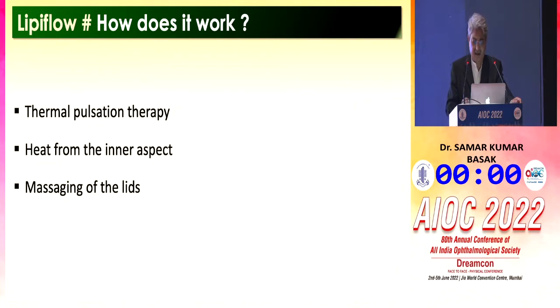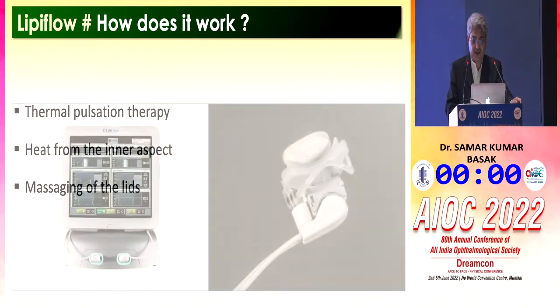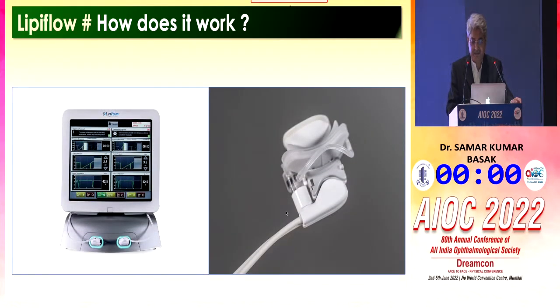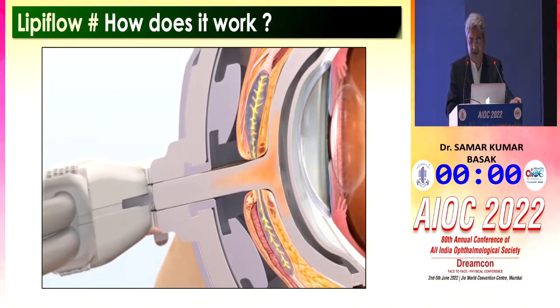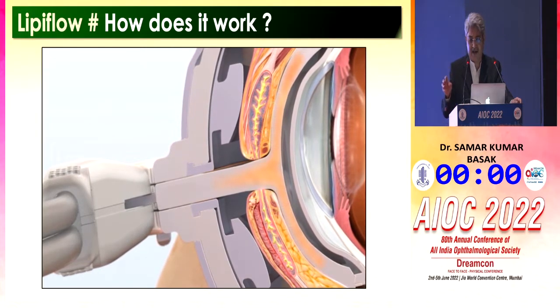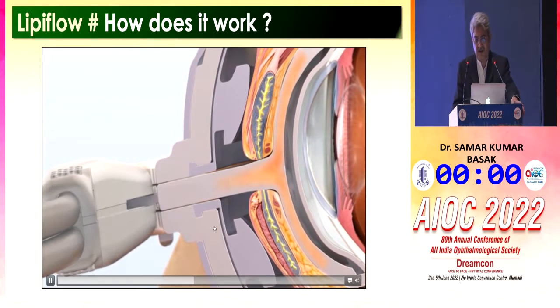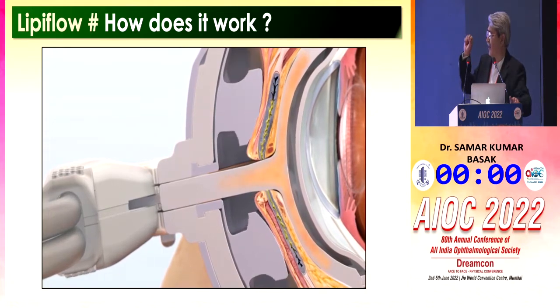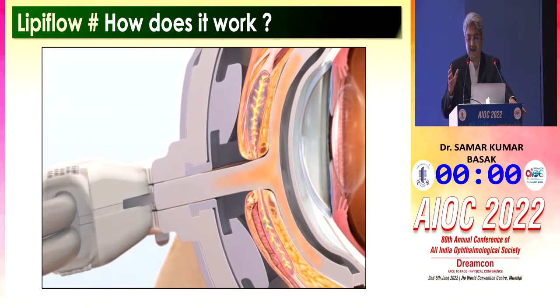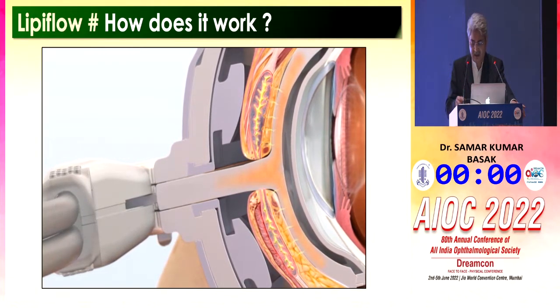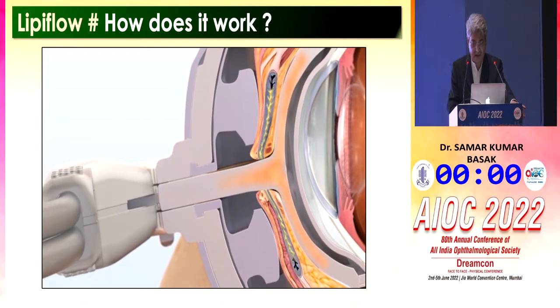There are thermal pulsation, heat from the inner aspect, and massaging. Three things go together in it. So you see that the vaulted corneal shield is there, the lid warmer is there, and silicone inflation massages. The system is single-use, you can use it only once, and you plug it in. You see in this video that this kind of movement happens, and it also simultaneously gives heat from the inner surface and compression. So it is just a lid spa, you can call it.